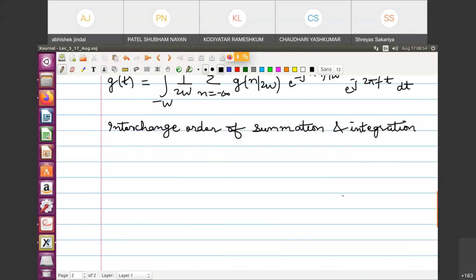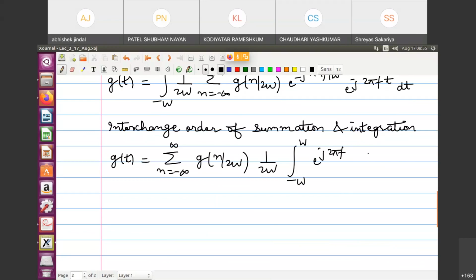Okay, so what we will get is that g(t) is simply the summation from n equal to minus infinity to infinity of g(n/2W) times 1/(2W) times the integration from minus W to W of e raised to the power j2πf(t − n/2W) df.